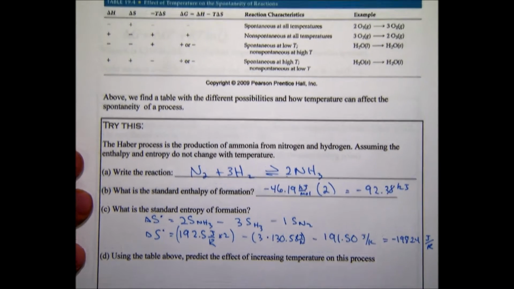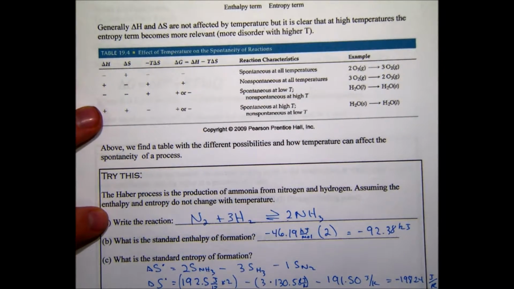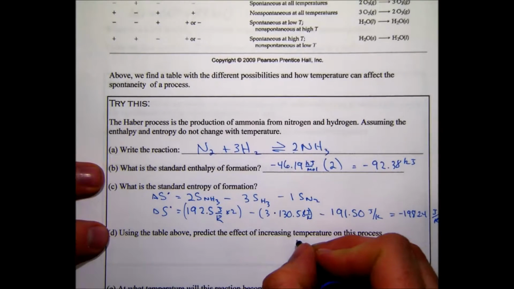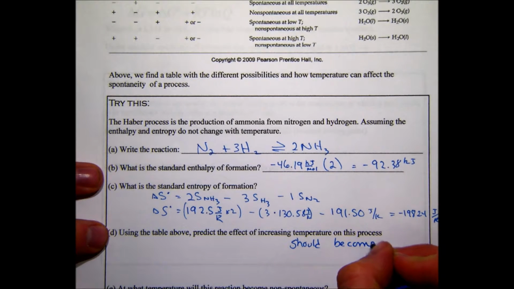So using the table above, predict the sign and predict what's going to actually happen as we increase temperature. So both terms are negative. So it will be spontaneous at low temperatures and non-spontaneous at high temperatures. So it should become non-spontaneous.